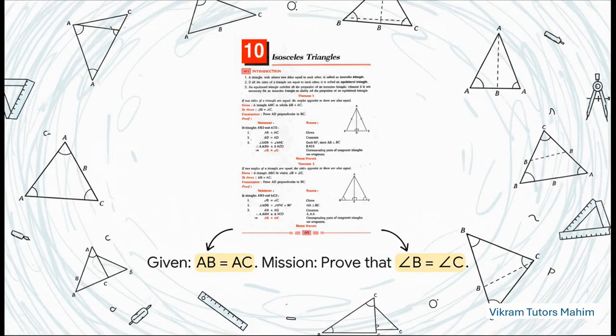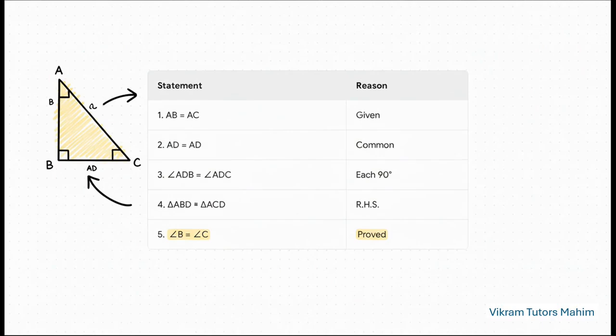So how do we know this is true? I mean, you shouldn't just take my word for it, right? Let's prove it. Here's our setup. We've got a triangle, and we're told that side AB is equal to side AC. Our mission, should we choose to accept it, is to prove that angle B has to be equal to angle C. The proof itself is actually really elegant.